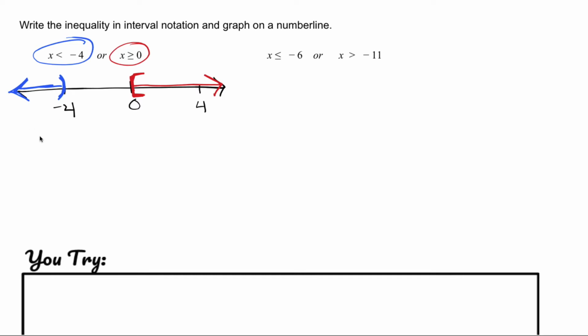And if I'm looking at this in interval notation, I just look at that number line from left to right. Here we have -infinity. That blue arrow would go off to -infinity. So -infinity up to, but not including, -4, together, union, with 0 up to +infinity.